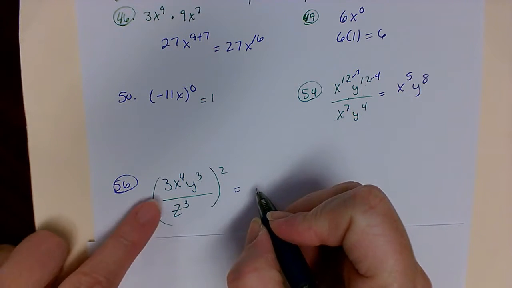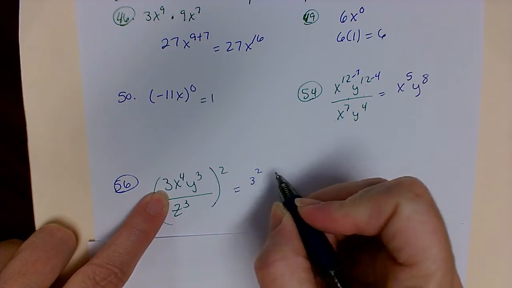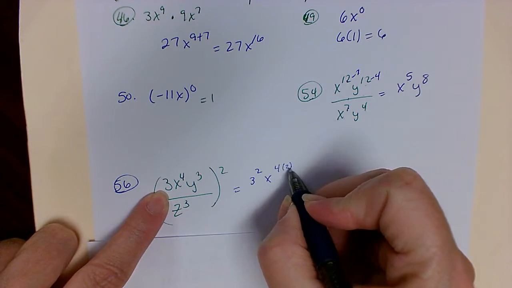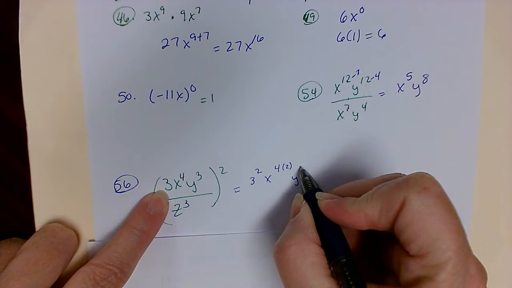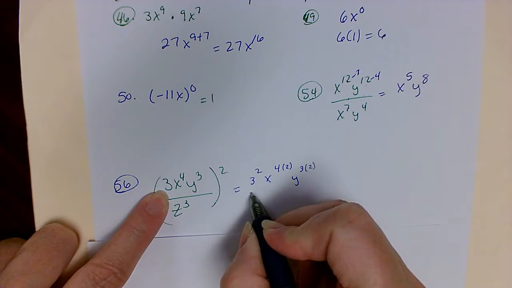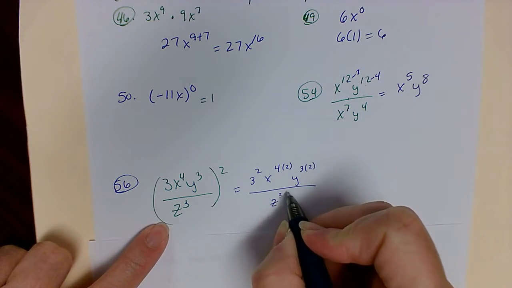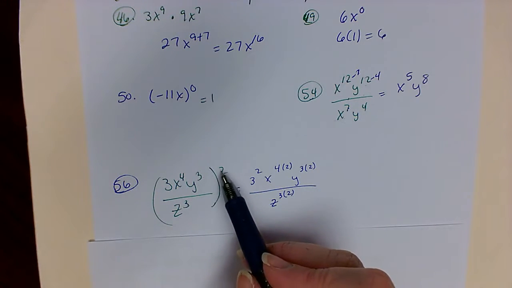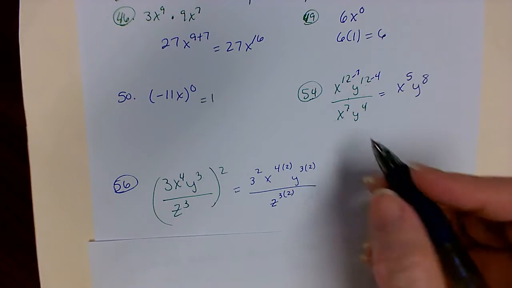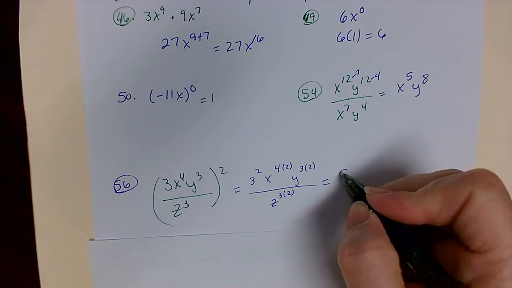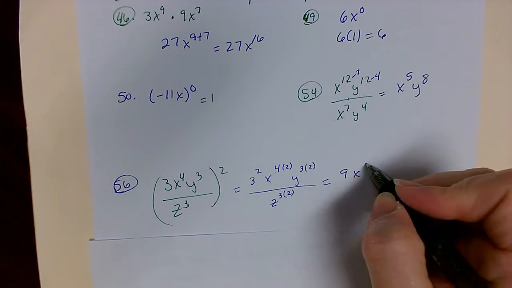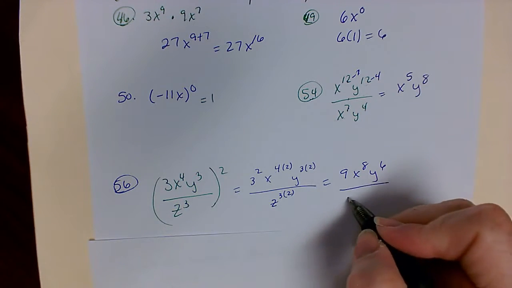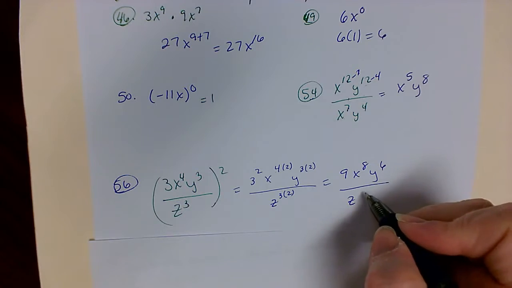So this will get us, our coefficient is just going to be squared. Our x will be to the 4 times 2, and our y will be to the 3 times 2 over z to the 3 times 2. So all of the exponents on our variables are getting multiplied by the 2. This will get us 3 squared is 9, x to the 4 times 2 is 8, y to the 3 times 2 is 6, over z to the 3 times 2 is 6.